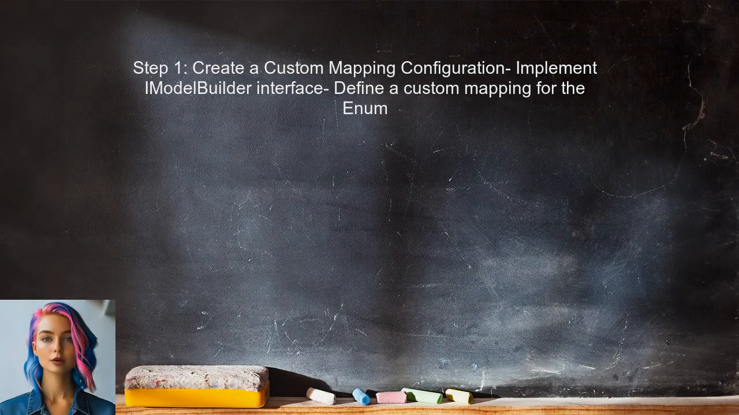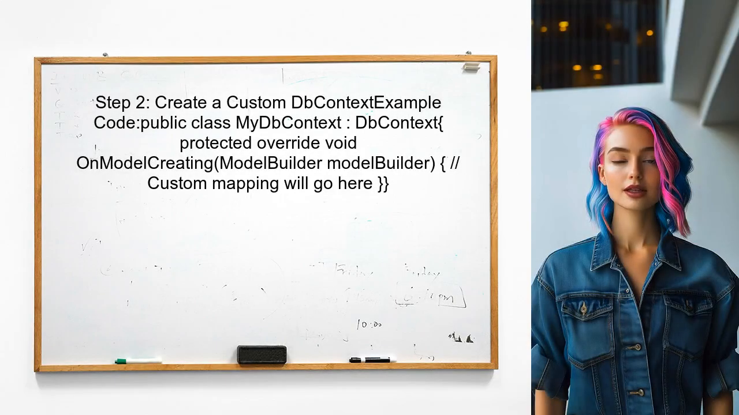To instruct scaffold DB context to use an enum instead of an integer for a specific field, the user needs to create a custom mapping configuration. This is done by implementing the IModelBuilder interface. Next, the user should create a new class that inherits from the DbContext class. In this class, they will override the OnModelCreating method to specify the mapping for the enum.